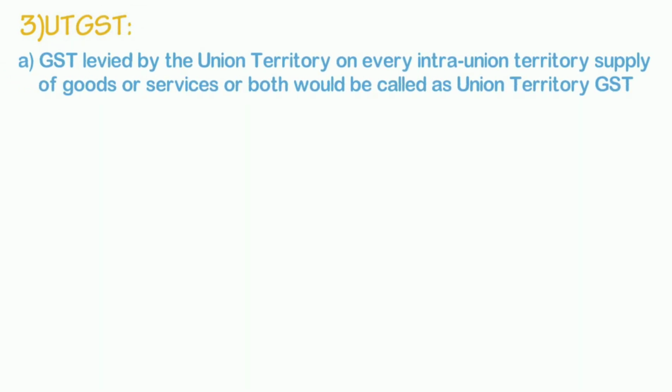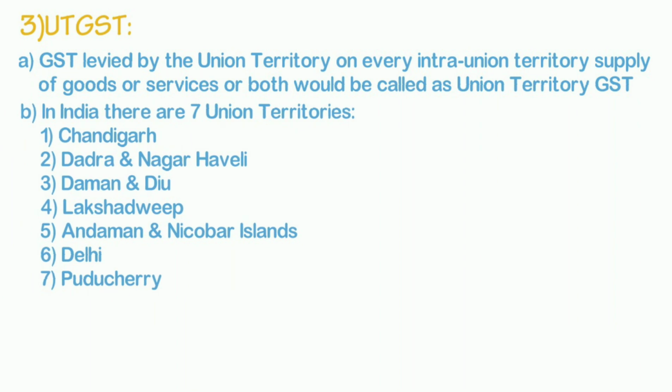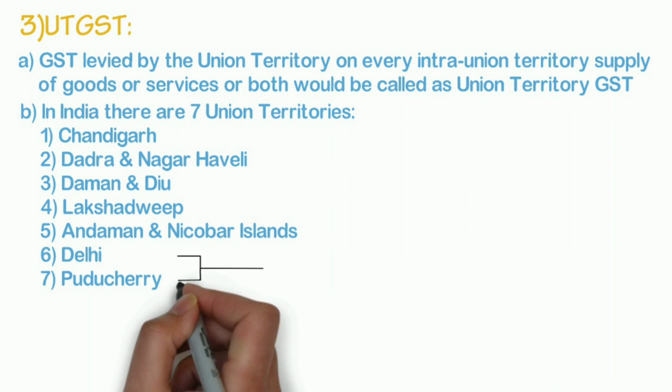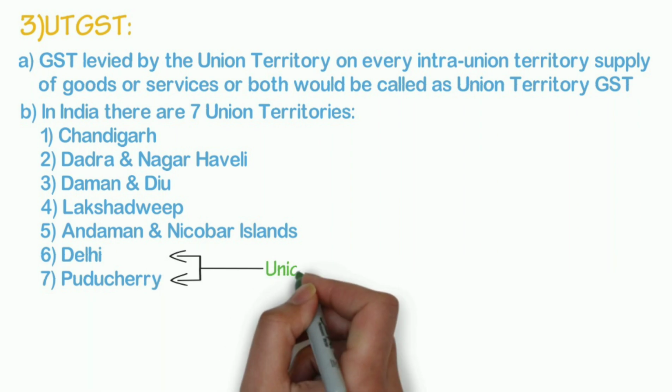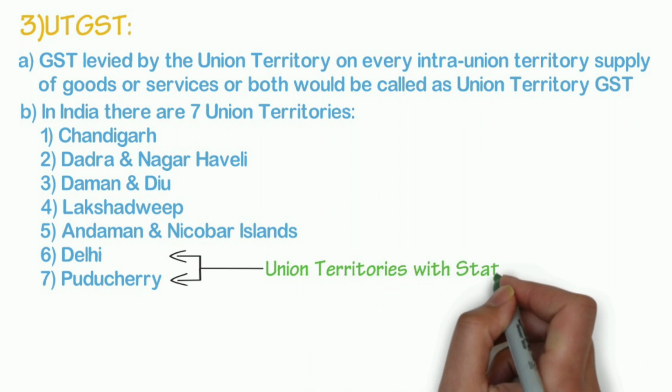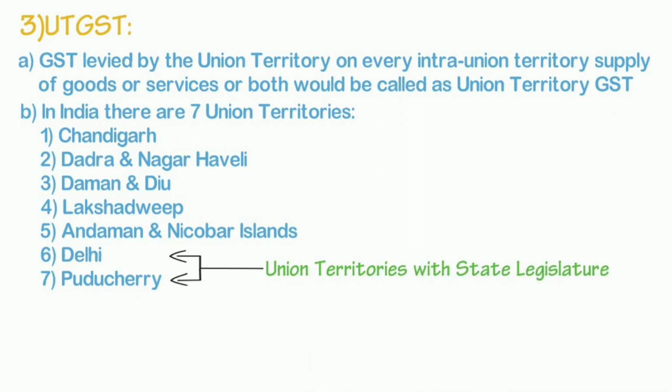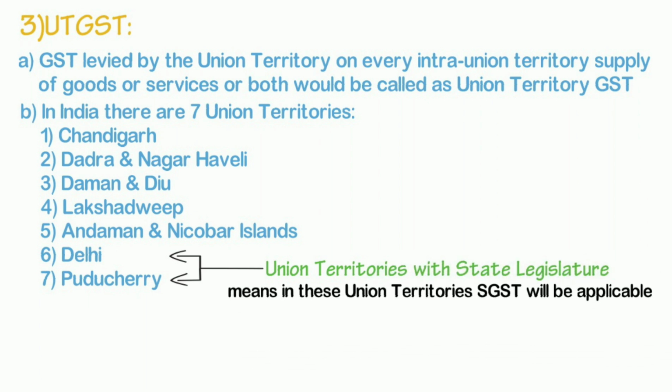Now, we further move on to union territory goods and service tax. GST levied by the union territory on every intra-union territory supply of goods or services or both would be called union territory GST. In India, there are 7 union territories like Chandigarh, Dadra and Nagar Haveli, Diu and Daman, Lakshadweep, Andaman and Nicobar Islands, Delhi and Pondicherry, out of which Delhi and Pondicherry are the union territories with state legislature. Meaning here SGST will be applicable rather than CGST.